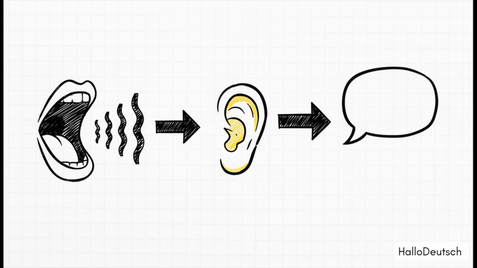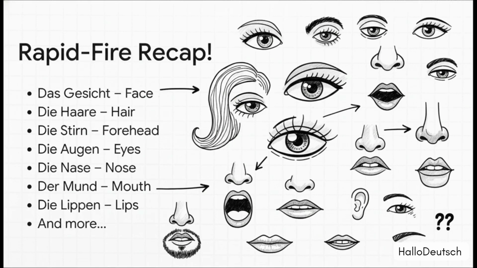Let's do this. Das Gesicht, die Haare, die Stirn, die Augen, die Nase, der Mund, die Lippen, die Zähne, die Zunge, das Kinn, die Wange, das Ohr, die Augenbraue, die Wimpern, der Bart, das Auge. So, how do you do?